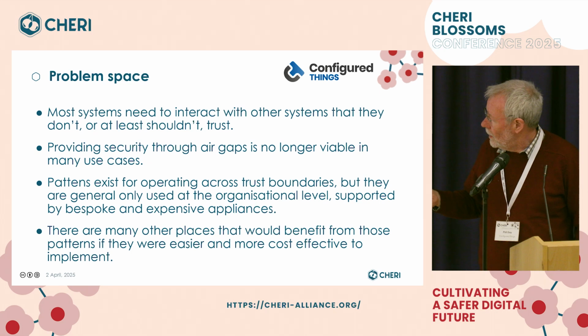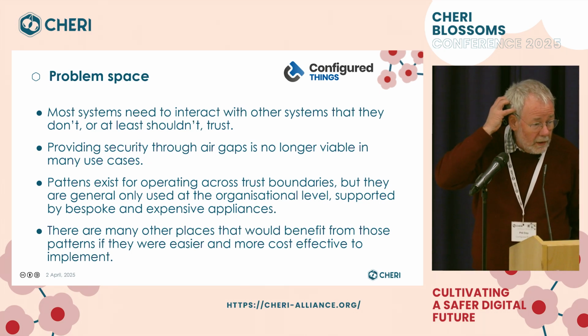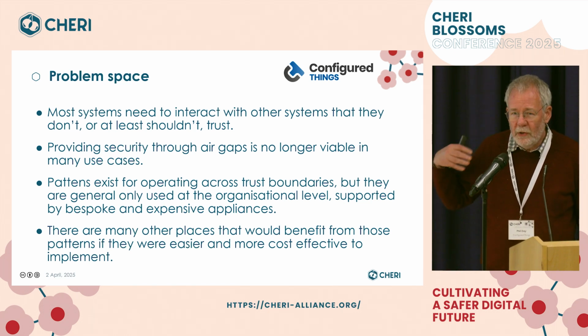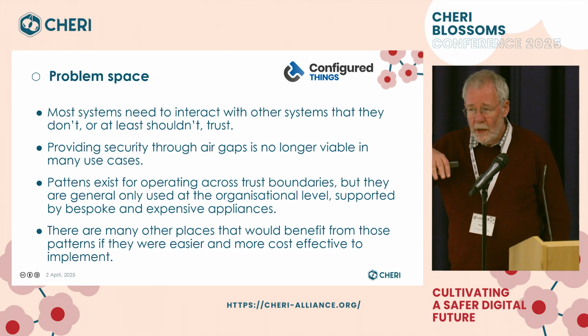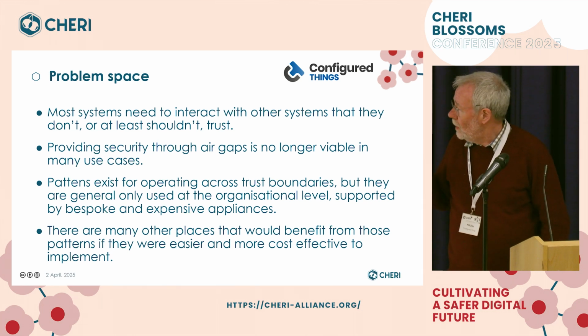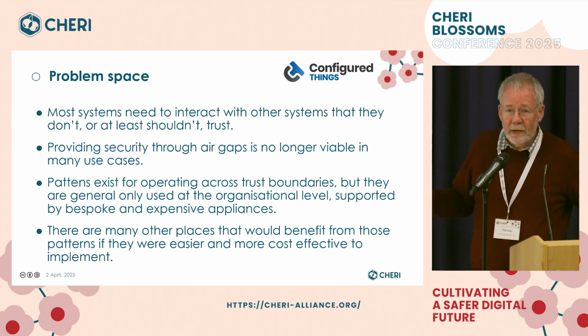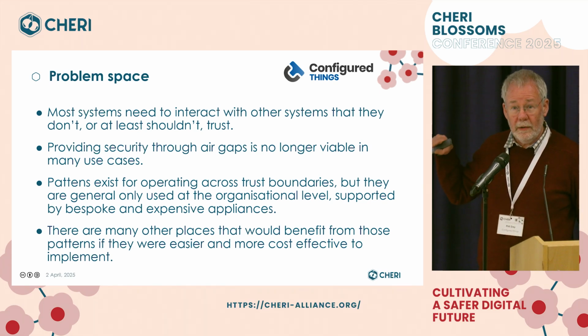So the problem space we're working in is, most systems need to interact with each other. And they have to interact with things that they either don't trust or they probably shouldn't trust. You can see this quite easily at the big organizational boundaries. But this applies also within an organization, and I think it also applies even within code. We're continually reusing components and libraries that come from other places. Supply chain attacks mean you probably don't want to trust the libraries that you're bringing into your system. So systems have a lot more edges than you might think they do.